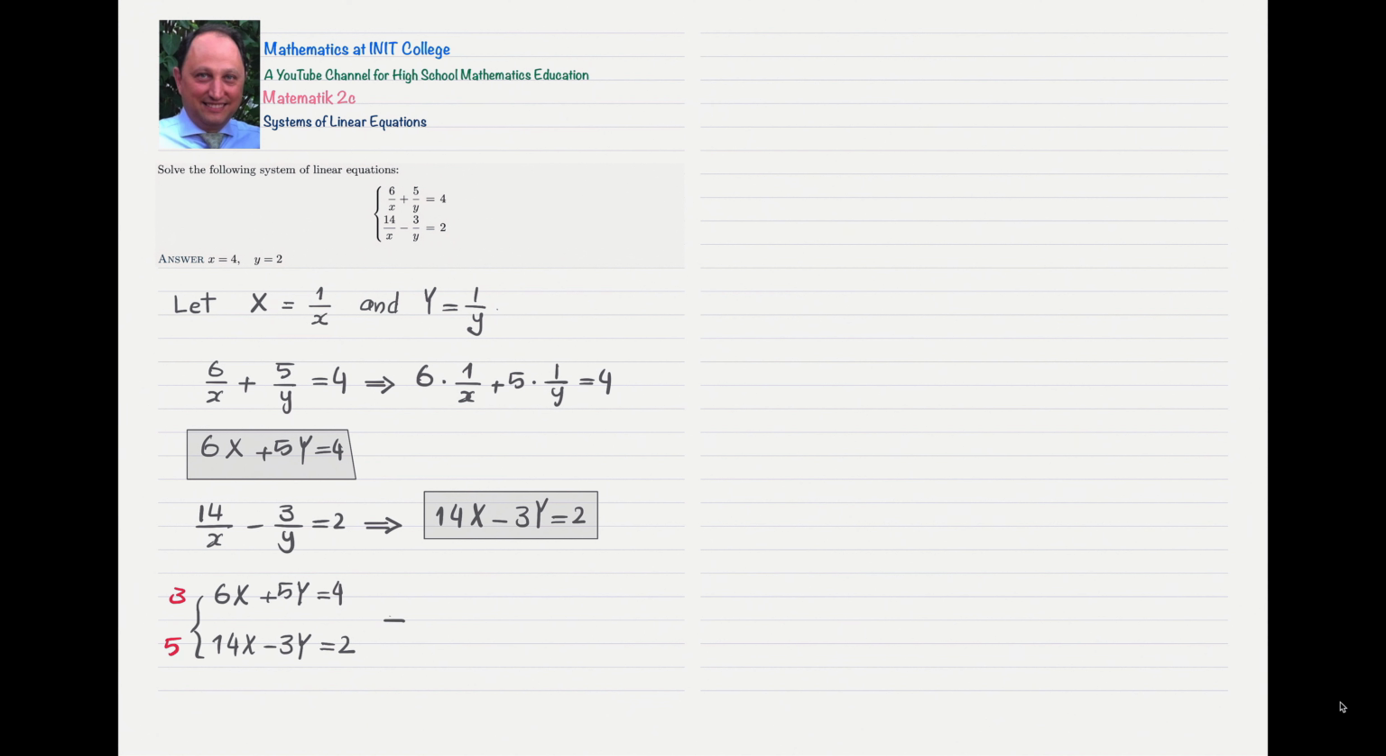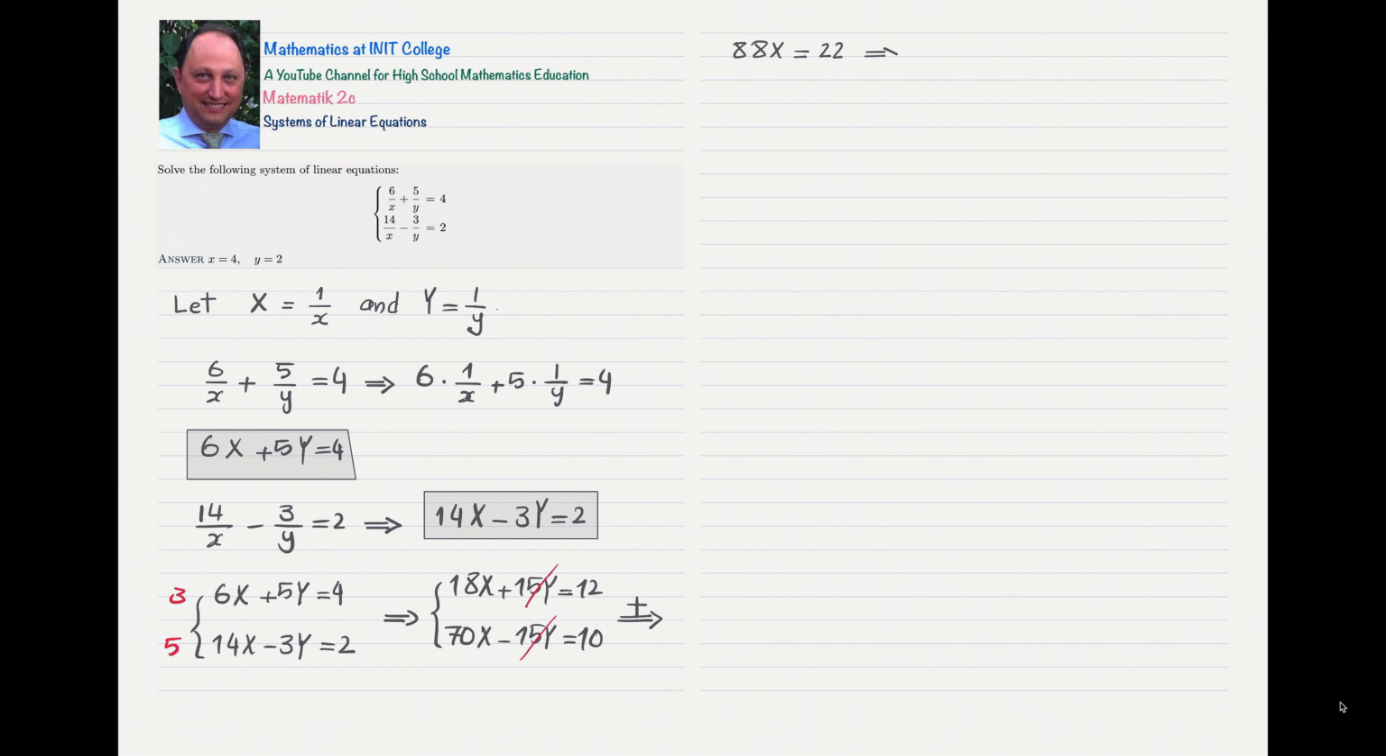Yes, then the first equation will give me 18X plus 15Y equals 12, and the other equation would be 70X minus 15Y is equal to 10. Now if I add these two equations side by side, you immediately realize that these two are gone, and then what I get here, 18 plus 70 is 88. So what I get is that 88 capital X is equal to, on the other side, I have 10 and 12. When I add them, it becomes 22.